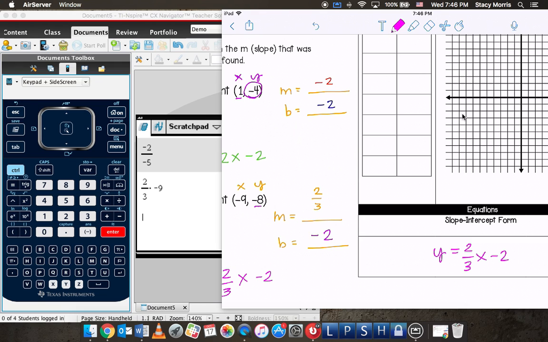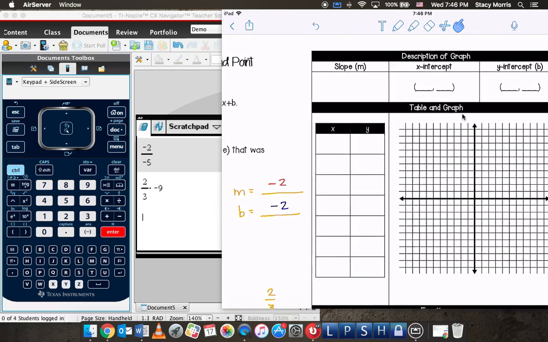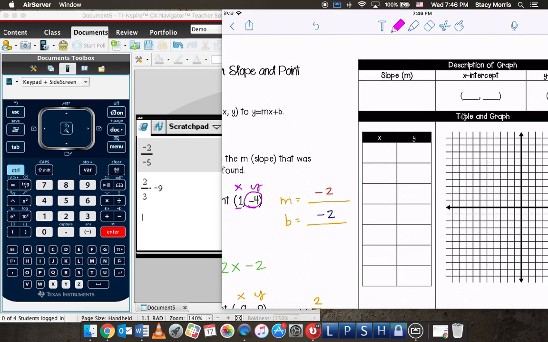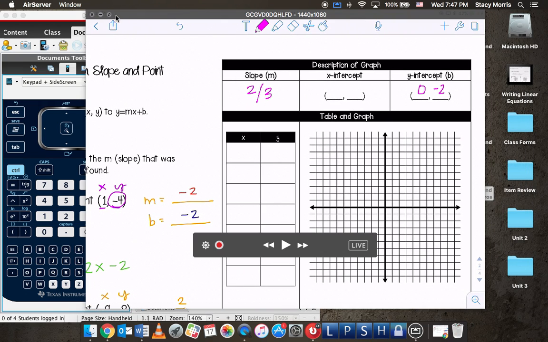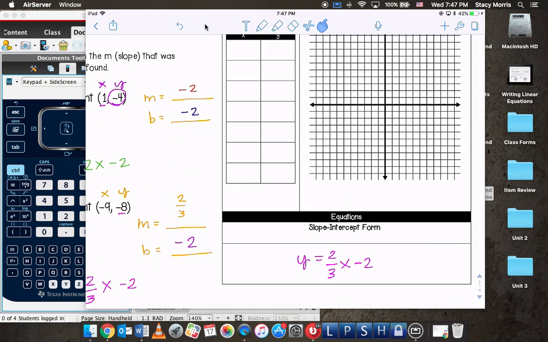All right, and so what we're going to do is we are going to just fill in the rest of this information. So we already know from our equation or from our problem that our slope is 2/3. So I'm going to fill that in. Our slope was 2/3. We got that our y-intercept was -2, so that would be 0, -2. Don't know my x-intercept. Okay, but we're going to find that using our calculator. So I'm going to graph the line y equals 2/3 x minus 2 in my calculator.